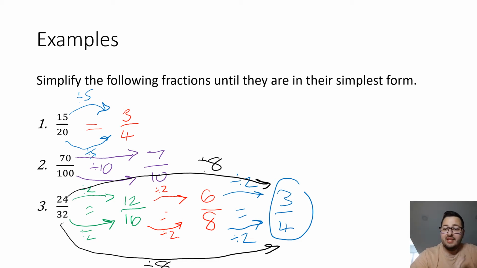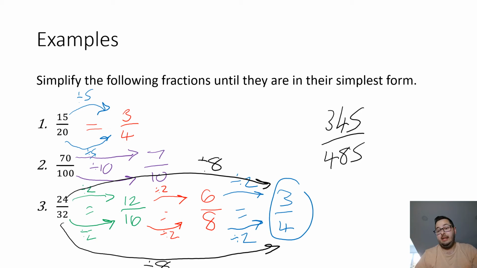But this is just to show you that even if you can't find that top number, because these numbers might get really complicated, you might get something like 345 out of 485. I know just by looking at it that 5 goes into both of those, but there might be a bigger number, and it's going to be harder to think about that. So just divide it by 5, get a simpler fraction, and then see if you can simplify it again. There's nothing wrong with doing it in stages as long as you continue until you get them in simplest form. Okay, hope that makes sense.